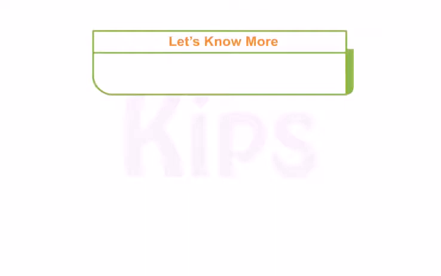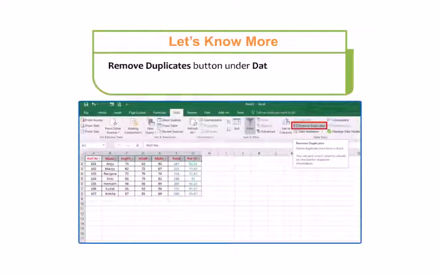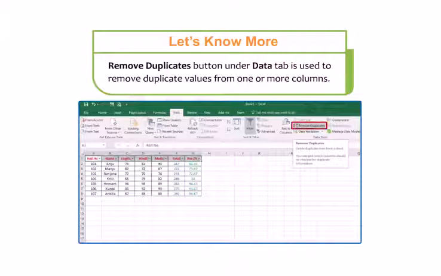Students, please note that in Microsoft Excel you can also filter and sort the data by cell color. Okay, let me tell you this. The Remove Duplicates button under the Data tab is used to remove duplicate values from one or more columns.